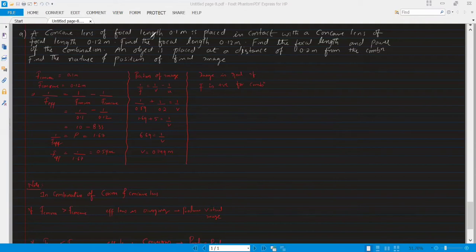A convex lens of focal length 0.1 meter is placed in contact with a concave lens of focal length 0.12 meter. Find the focal length and the power of the combination. An object is placed at a distance of 0.2 meter from the combination. Find the nature and the position of the image formed.